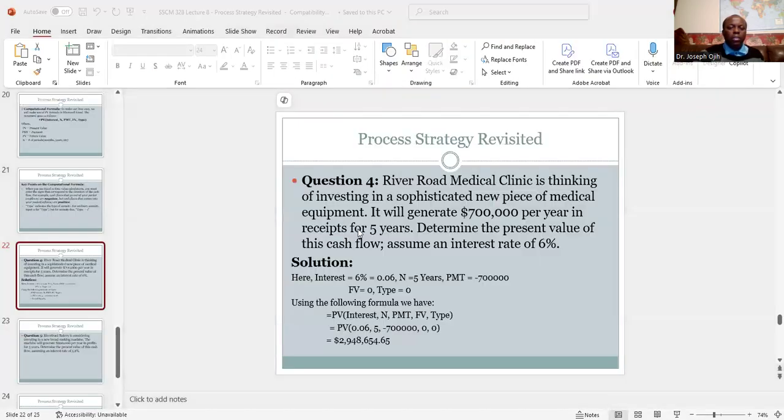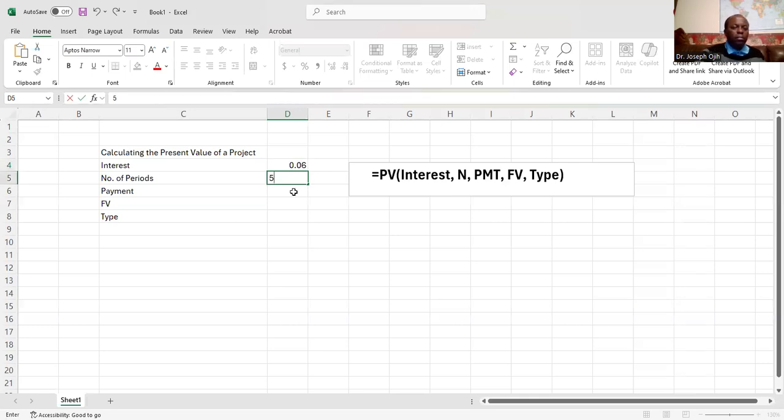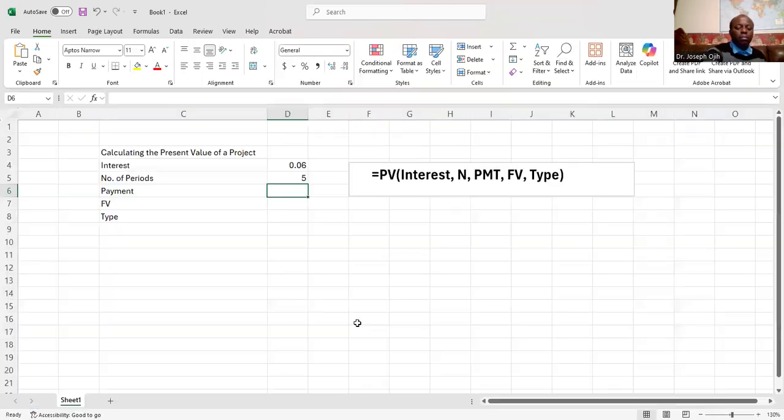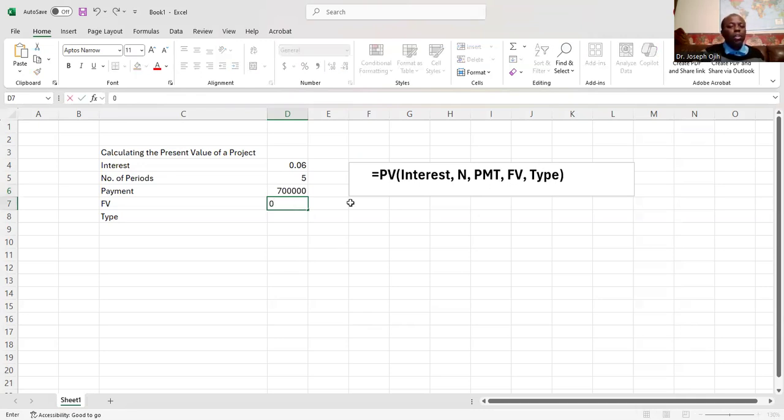So you make this 5 years. And the payment is 700,000. That is what they told us in the question. The payment is 700,000, so you put 700,000 there. Then future value. The question doesn't tell us the future value here, so you put 0 for future value. And for type, you put 0, because the payment will be received at the end of the period.